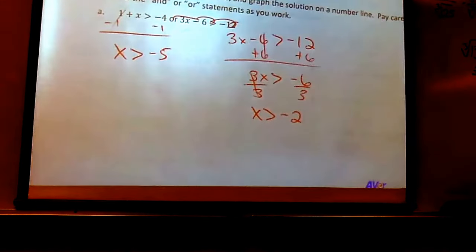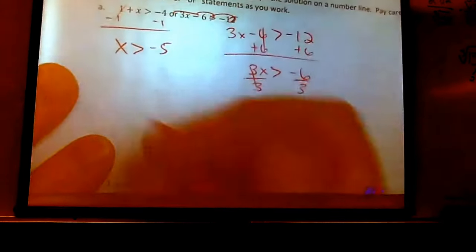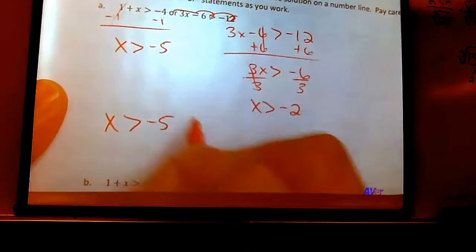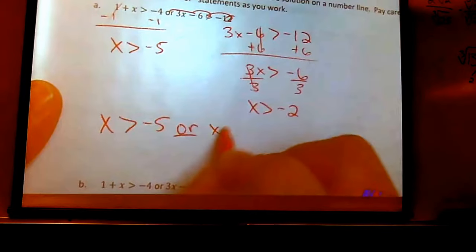Oh, finally we got a weird one. Finally. No, we don't. Finally. We have x is greater than -5 or x is greater than -2.